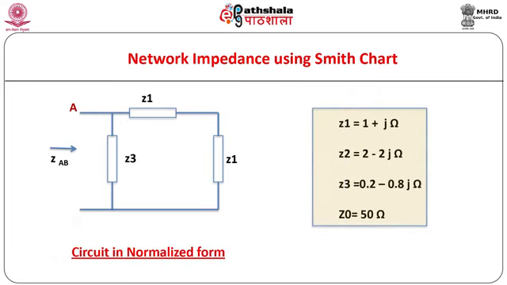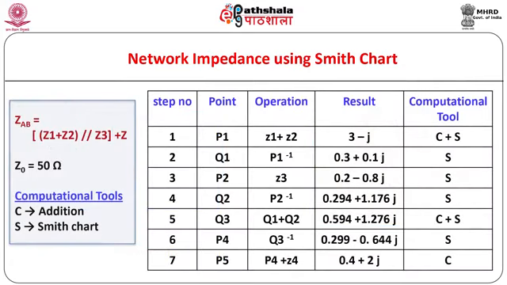With normalizing impedance Z0 equal to 50 ohm, the given circuit in the normalized form can be drawn as shown. We can determine ZAB by direct calculations without Smith chart using the following expression. However, a tabular method may lead to obtain the result in a better way to understand the use of both tools, namely simple numerical operation of addition, say C, and use of Smith chart, say S.